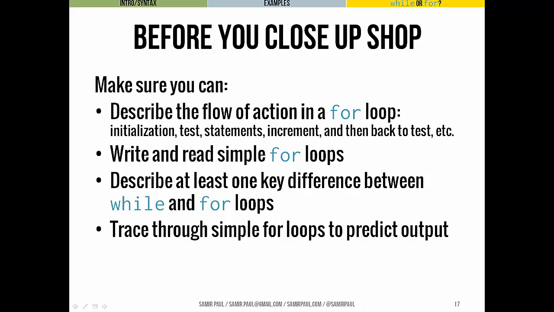Okay, after you've tried that initial simple for loop, the things you want to be able to do are, first, describe the flow of action in a for loop. We start with initialization, we test against the condition, do our statements, increment, and then we go back to the test and follow that loop throughout. You want to be able to write and read simple for loops. Tell me what are some differences between while loops and for loops, and why might you choose one over the other. And we're going to trace through a bunch of simple for loops to predict the output.